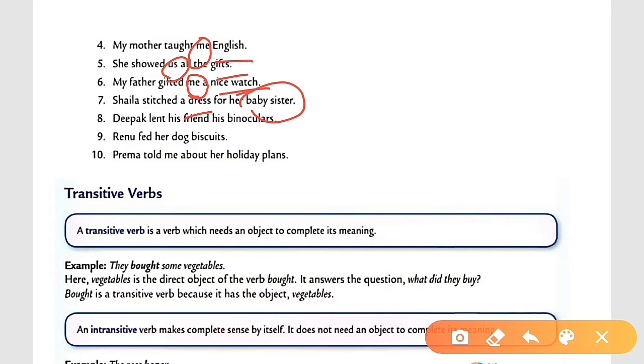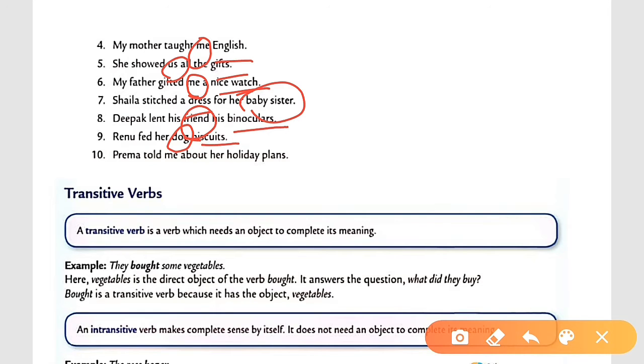Number 8, Deepak lent his friend his binoculars. His friend is your indirect object and binoculars is your direct object. Number 9, Renu fed her dog a biscuit. Her dog is your indirect object, and biscuit is your direct object. Guys, this is complete, number 9.